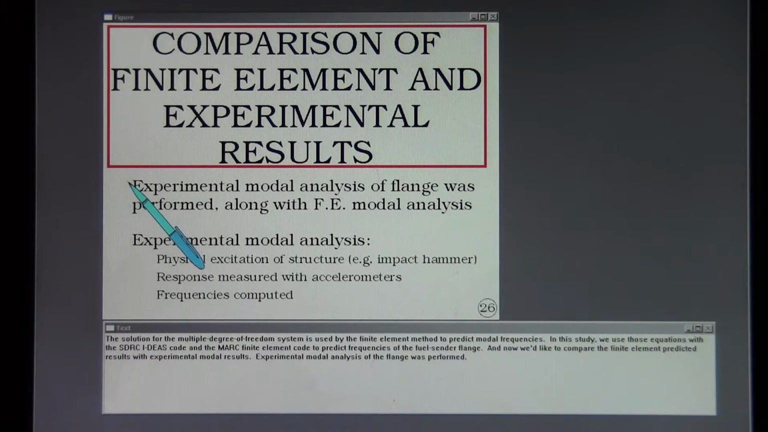Experimental modal analysis of the flange was performed, and to perform experimental modal analysis, the structure is given some type of excitation, either by an impact hammer or perhaps a shaker. The response on the structure is measured with accelerometers, and frequencies are computed. So after the experimental modal was performed on the fuel sender flange, we compared those results to the modal analysis that was performed using the finite element method.